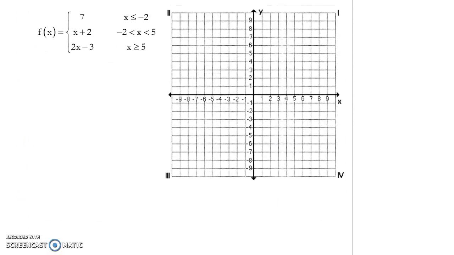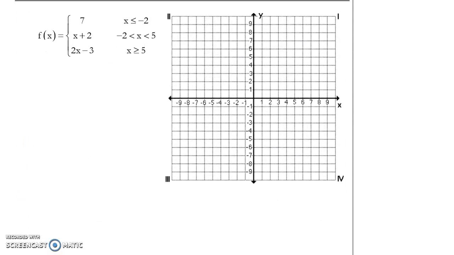The last one has 3 pieces, and this one's a little bit trickier. And so I'm going to get it started with you quickly. We have y equals 7 when x is less than or equal to -2. So in my table, I have to pick -2.